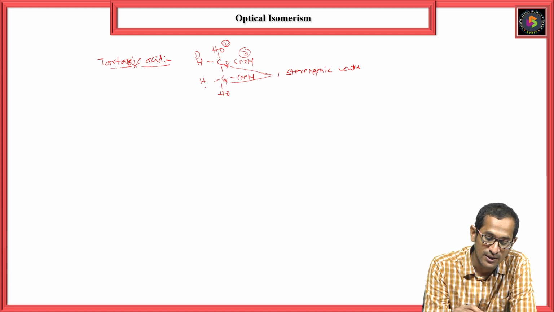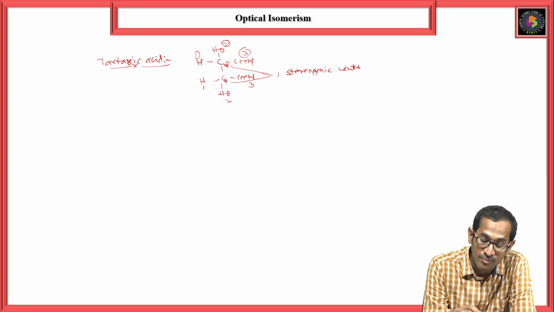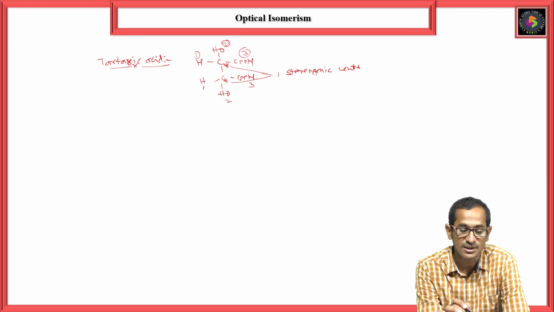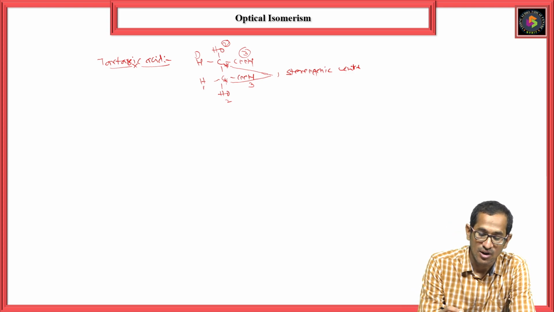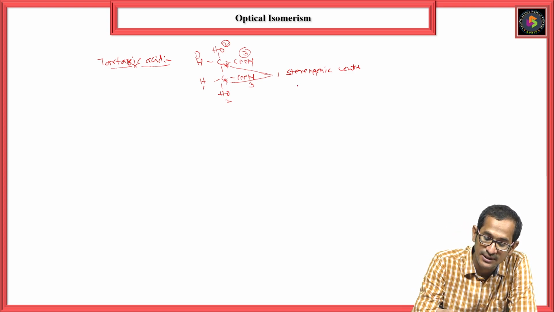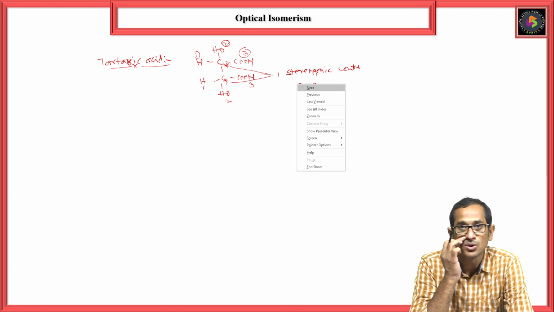Coming to the bottom one, this will be the first, second, third, and now the above part is the fourth. So this carbon is also surrounded by four different groups. Therefore, the bottom carbon is also a stereogenic center. So here, the chiral centers are the stereogenic centers. How many chiral centers are present here? That is indicated with n. So here n is equal to 2.